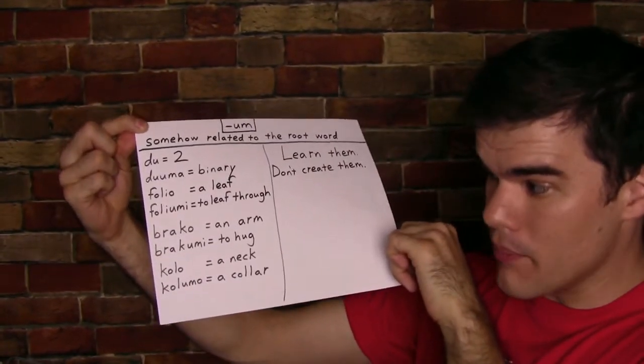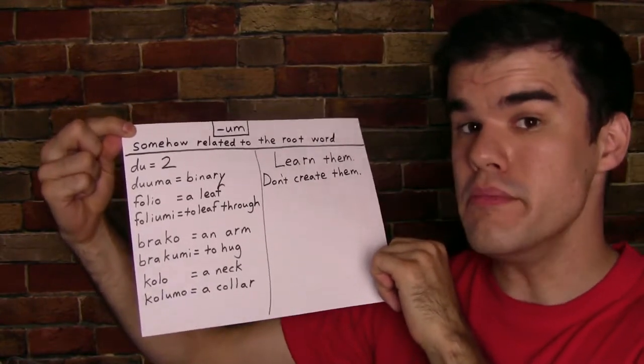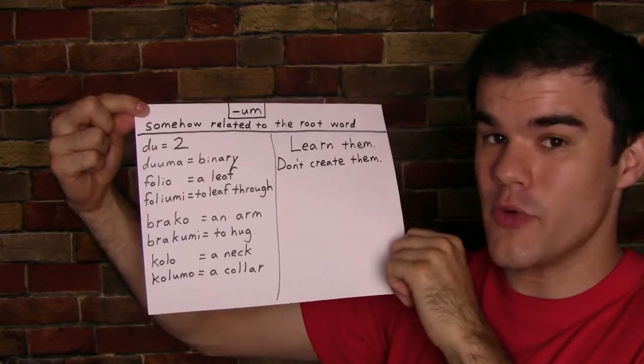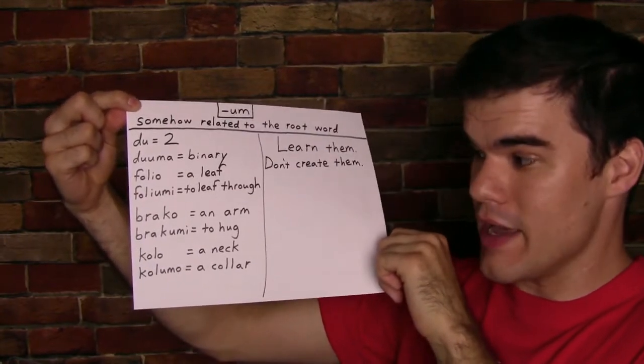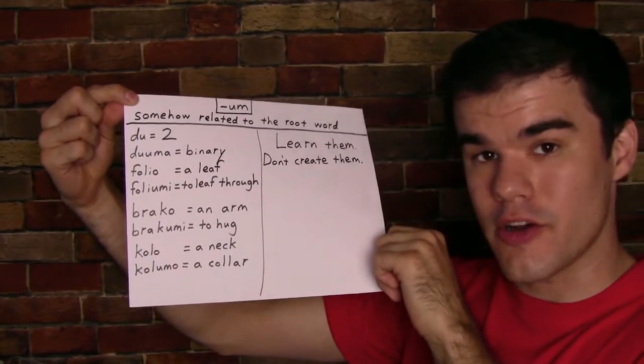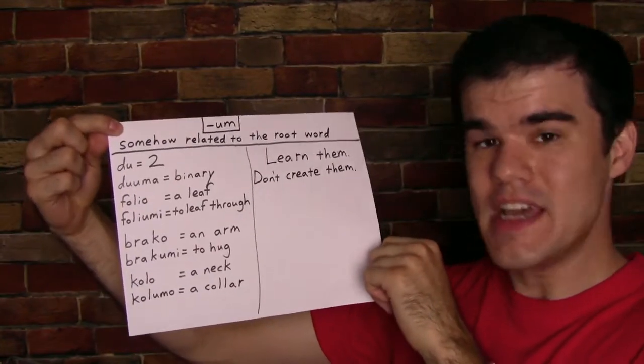Brako is an arm. Bracumi is to hug, okay? It doesn't mean to strong arm. That could have been what we ended up using bracumi for, but it's not. If we say bracumi, we are talking about a hug. Kolo means a neck. Kolumo is a collar, okay? Yeah, it goes around the neck. Yeah, that makes sense, right? These are another one where, kind of like the countries, you need to just sit down with a list of them and learn them individually because they all have set meanings, and yes, they are all related to the root, but in different ways.